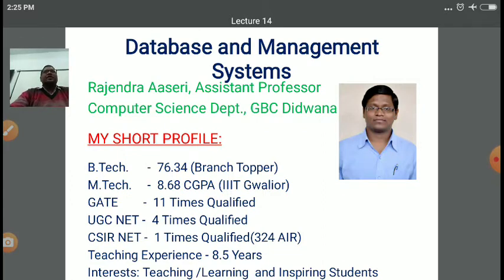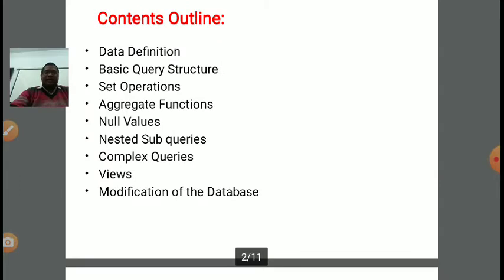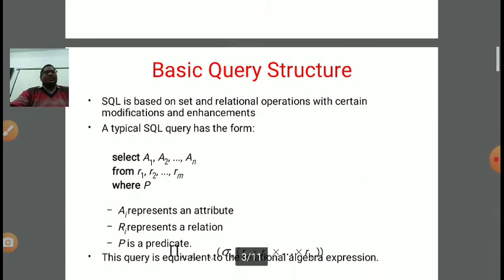After that, we started SQL. In SQL, we can make queries with the help of various clauses or statements like select, from, and where. The basic structure we have discussed. In today's lecture, we will start from the basic structure of SQL, and after that some detailed concepts we will be discussing. Data definition language was already discussed in the previous lecture. Basic query structure and some set operations we will be discussing in today's lecture, right?